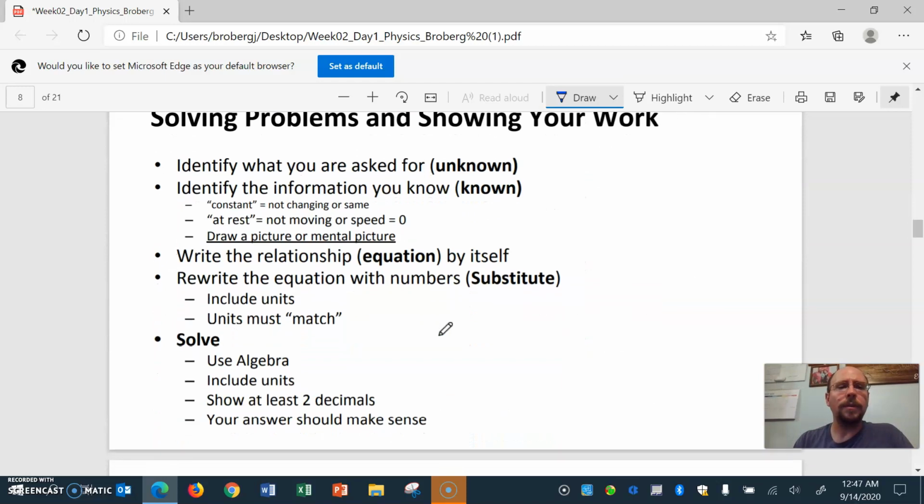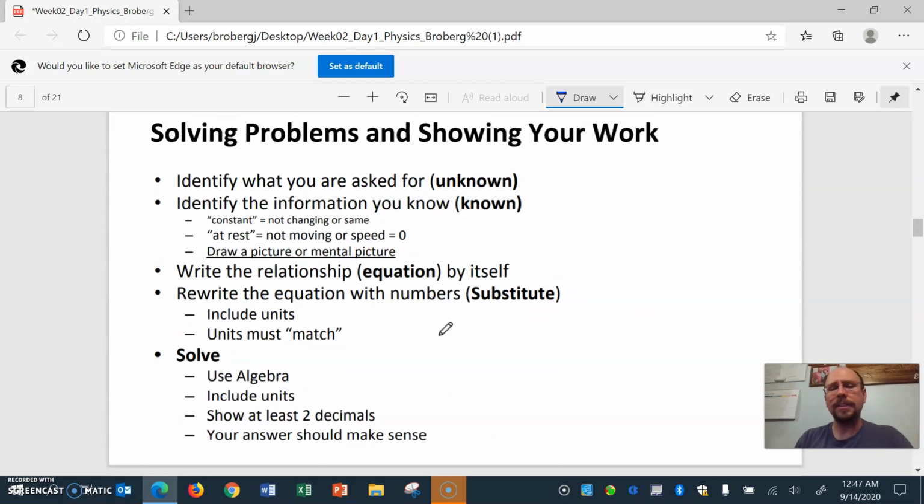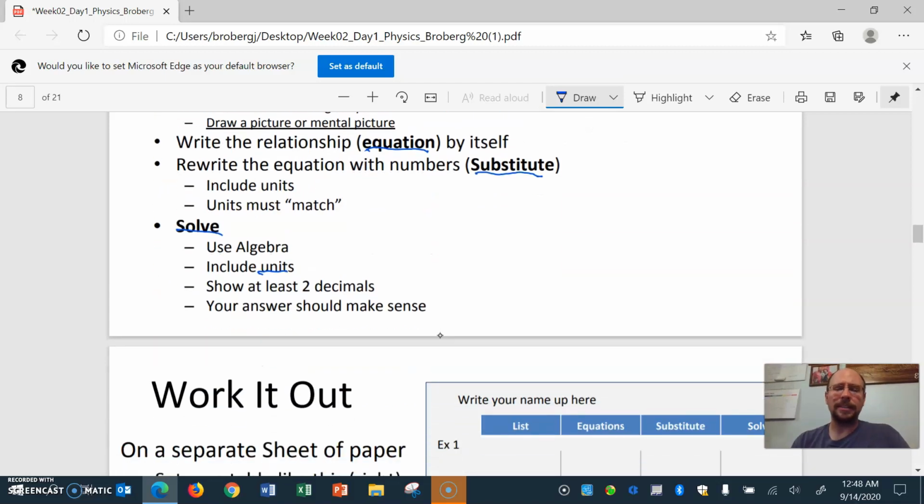Okay? When we solve problems, we'll go through all this stuff together, but really these four steps are about identifying or listing things that we know and things that we don't know. And then we can write a relationship that goes along with it to help figure out what we don't know. So writing an equation, then taking the things that we know, substituting in, and solving for what we want. As we go through, there are some things we need to keep in mind, things like units and giving our answers so they make sense.